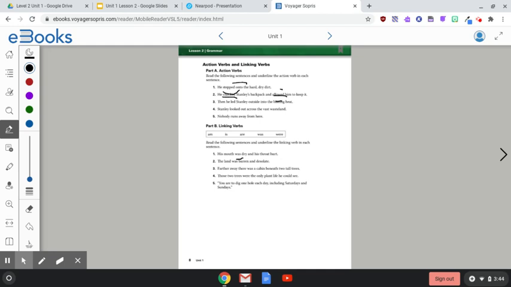Listen as I read the second sentence. The land was barren and desolate. What is the noun? What did the land do? We see two words that describe the land. What are they? We have a verb that links land with barren and desolate. What is the linking verb? Underline was. Now complete the remaining sentences by underlining the linking verbs.